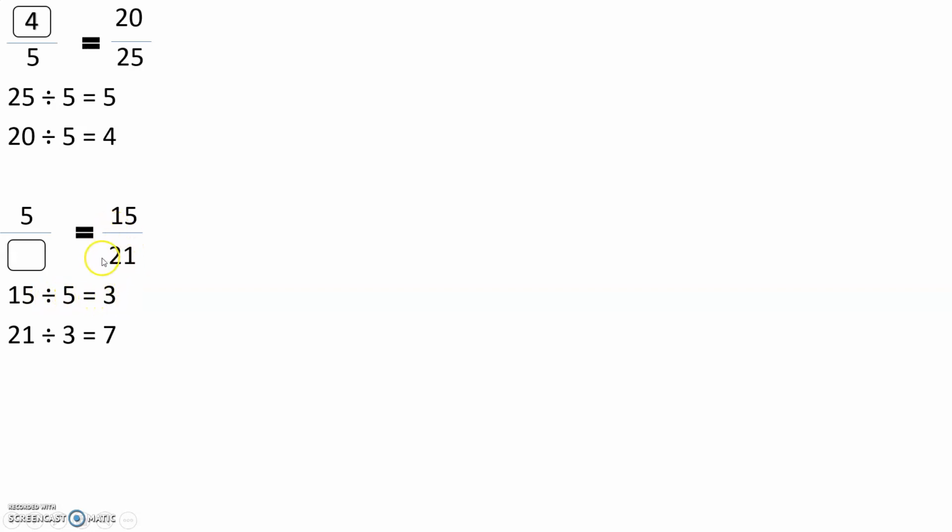Now I will divide this 21 by this 3. So 21 divided by 3. What answer will I get? I'll get the answer as 7. So this 7 comes here.